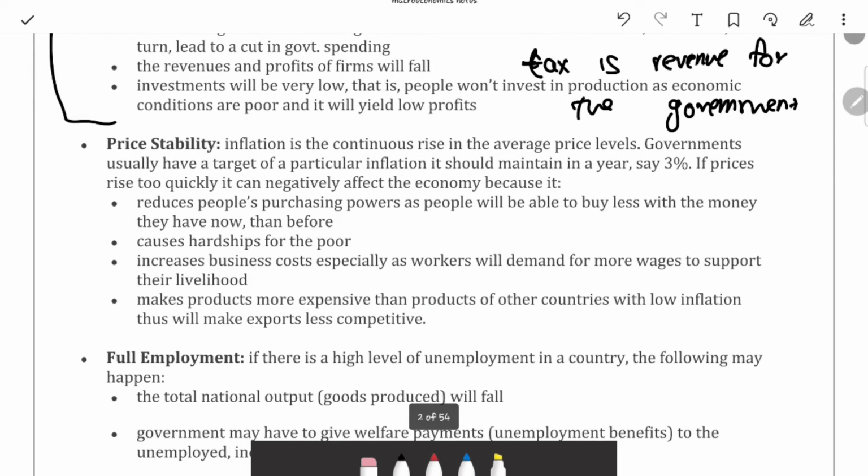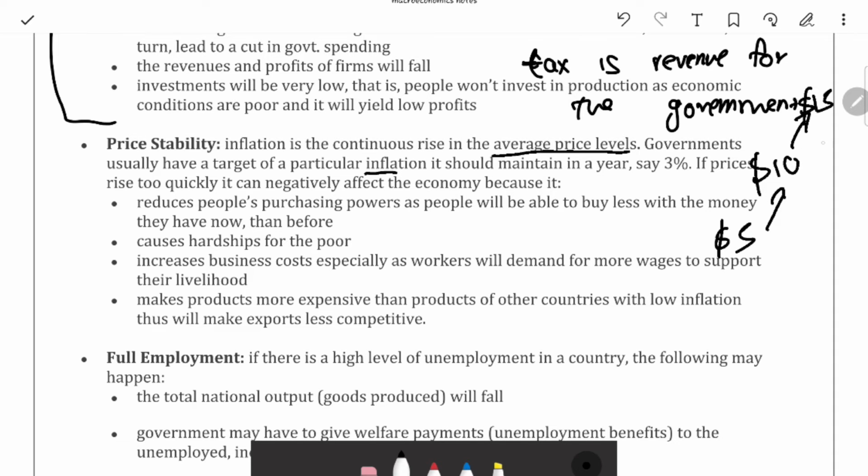Let's have a look at price stability. Price stability simply has a look at the average price levels. The governments target a particular inflation. What is inflation? Inflation is simply the continuous rise of average price. That means when a good was first $5, it has now increased to $10, from $10 to $15. That's inflation. It's rising and rising and rising, and people aren't able to afford these products.